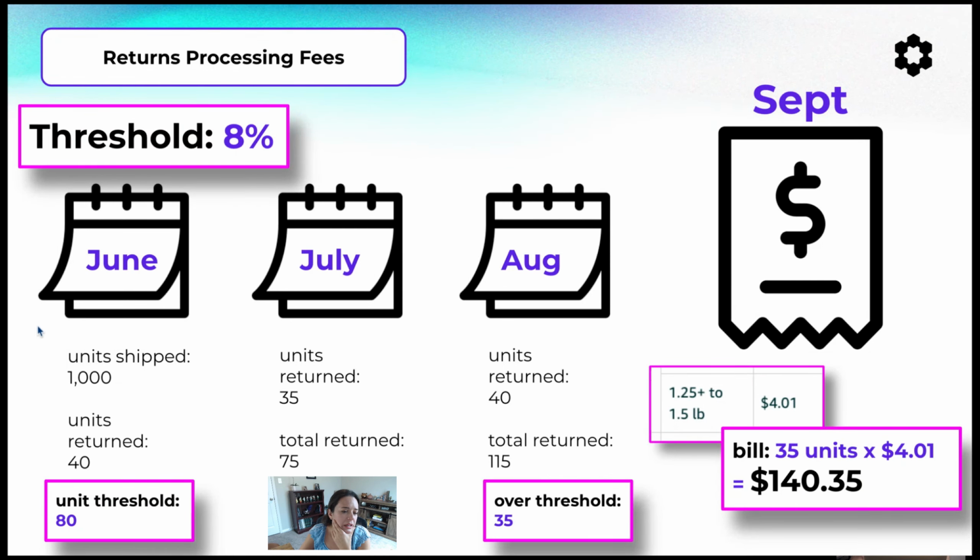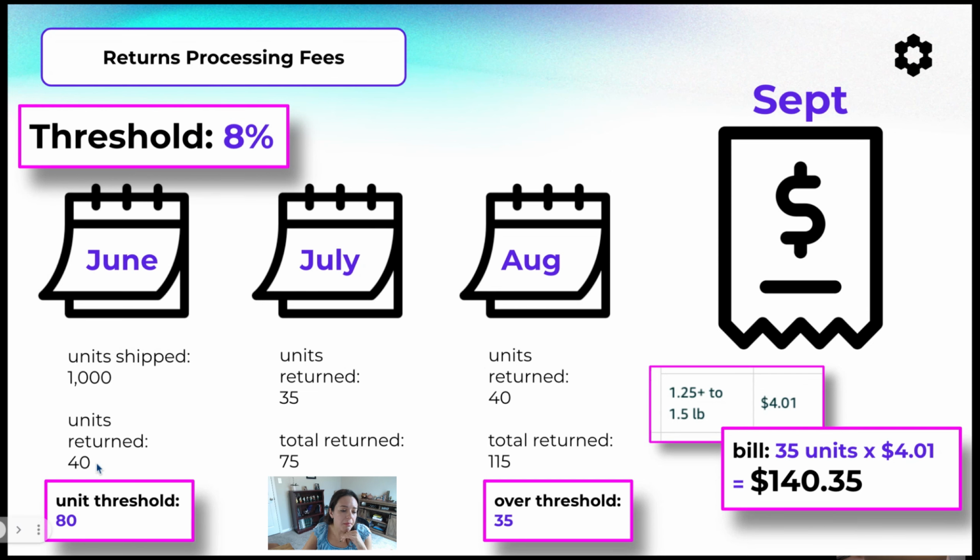So they go, let's start with June. In June, you shipped 1,000 units. And then in June, of those 1,000 units, 40 units were returned. If your threshold is 80 units, because out of 1,000, 8% is 80 units, you're still within the range of the threshold. But Amazon will look at the next 3 months and say, of all of these people who received a product, some of them may send it back after June.